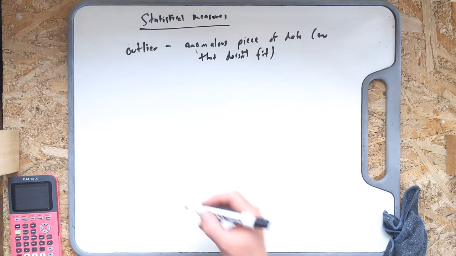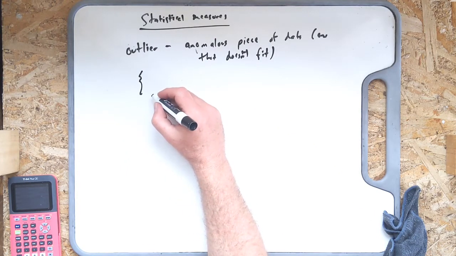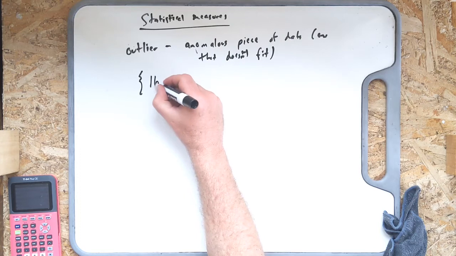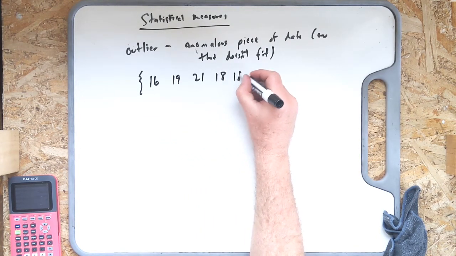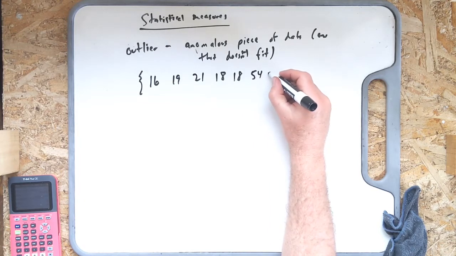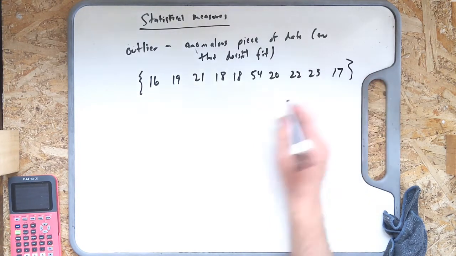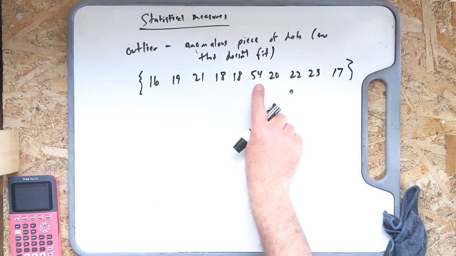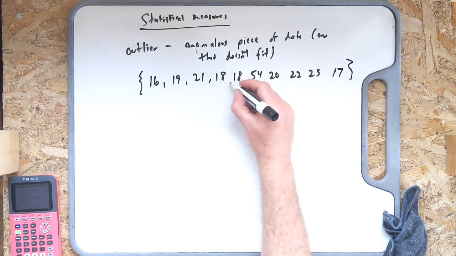So let me give you an example of another data set, and we'll do the same. We'll do mean, median, mode with and without an outlier. So here's my data set: 16, 19, 21, 18, 18, 54, 20, 22, 23, and 17. It's a large data set. 1, 2, 3, 4, 5, 6, 7, 8, 9, 10 pieces of data. Comma separate them here.